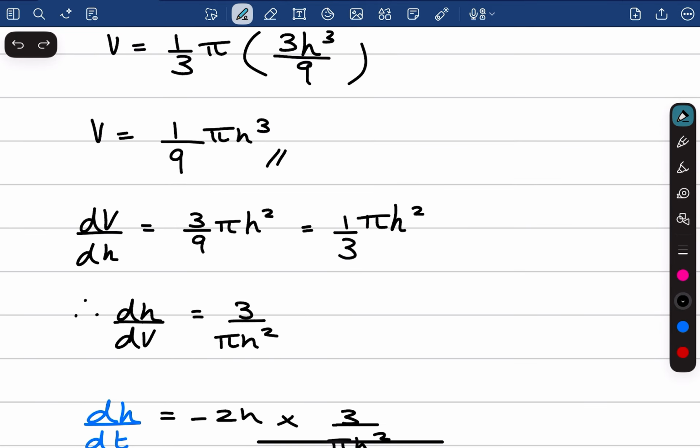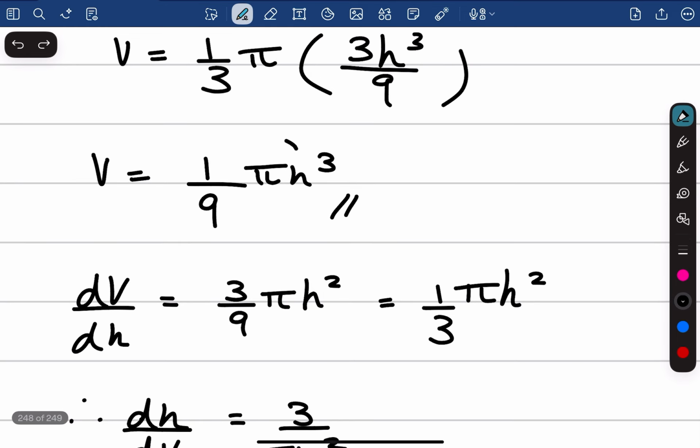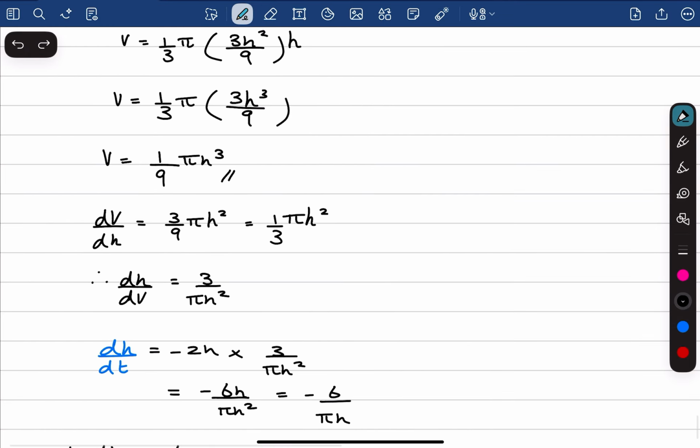So dv over dh equals 3 over 9 pi h squared. Of course, the way I got that, you should be very familiar with this by now, is you take the 3 over to this side, and then you reduce the power on the h by 1. So you get a third pi h squared once you simplify it all down. So that's good as well.